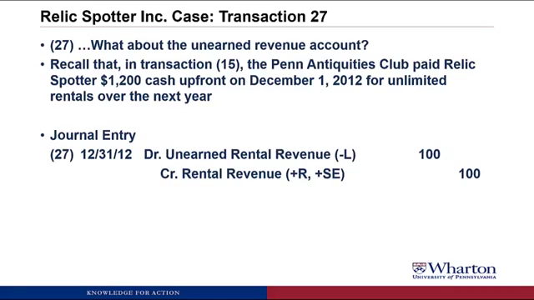Where does the $100 come from? We got $1,200 up front for a full year. 1/12 of a year has gone by, so we only recognize $100 of that $1,200 during the first month.